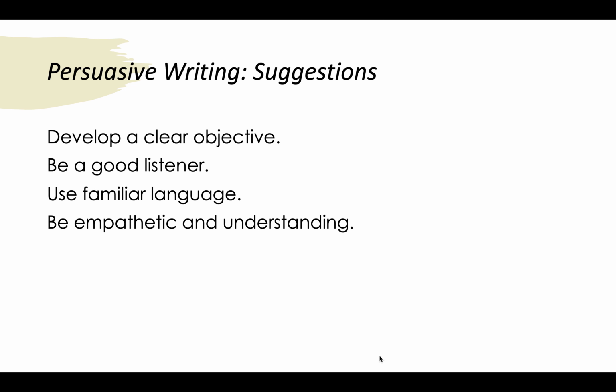And so, just 4 tips to do good persuasive writing. 1, kind of going back to the same things, develop a clear objective in your writing. You need to be really clear about what that message is that you want to convey. Be a good listener. If you're a good listener, then people are more likely to trust what you have to say when you actually say it. Using familiar language goes back to not underestimating your audience's intelligence, but not overestimating their knowledge. So using familiar language makes things accessible to more people.